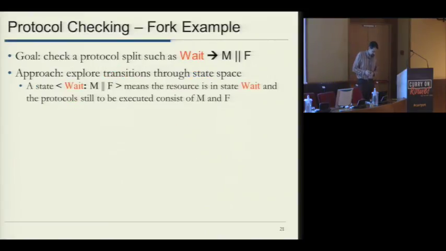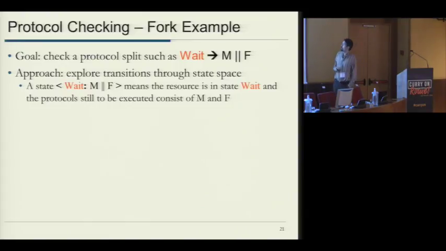Now, actually checking this protocol is kind of interesting. We have to make sure that, when we start with this Wait cell that we created, it's actually safe to split it up between these threads, between these two protocols M and F in different threads. So how are we going to do that? Essentially, we want to model check this state space. So we're going to start with an initial state, Wait. That's what we started with, and we're going to execute protocols M and F in parallel abstractly, and make sure we don't ever get into trouble.